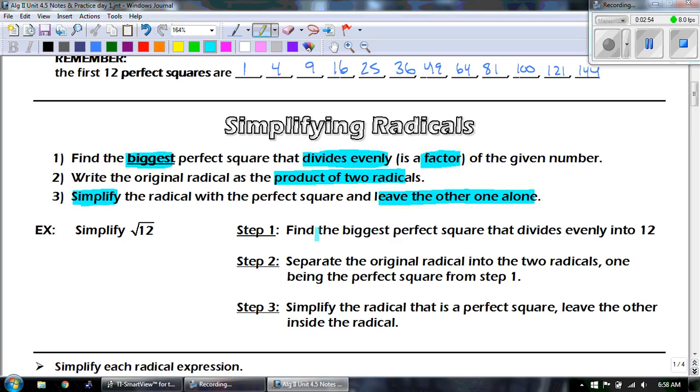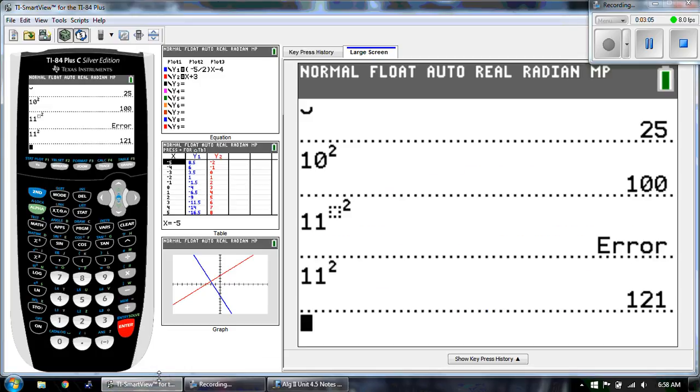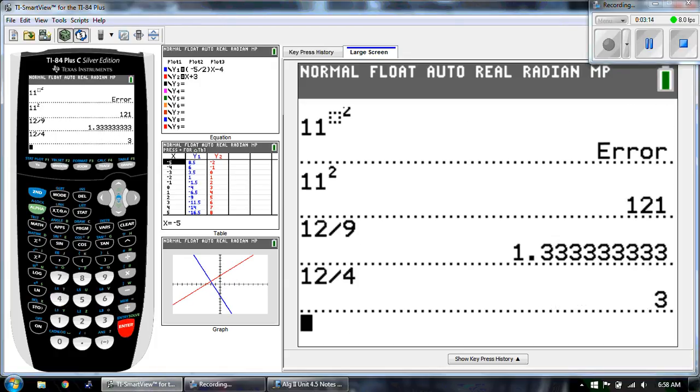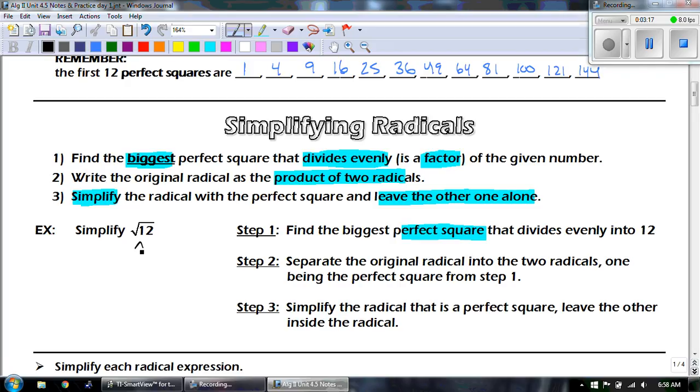Okay? So what is the biggest perfect square factor that goes into 12? Well, I would start at 9. If you don't know it, we would start at 9, and 12 divided by 9? Nope. 12 divided by the next one is 4. Yeah, there we go. So this breaks down to the square root of 4 times the square root of 3. So that's step 2. We just separated them and then simplified. The square root of 4 is 2 times the square root of 3. Okay?